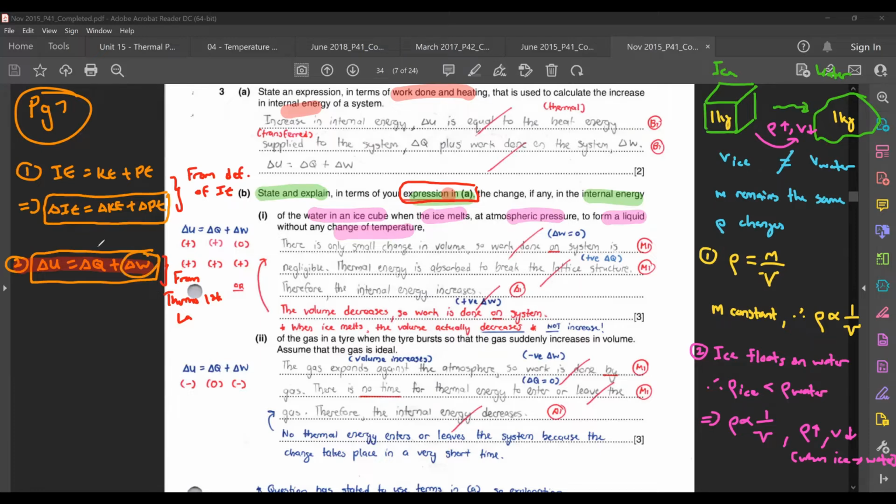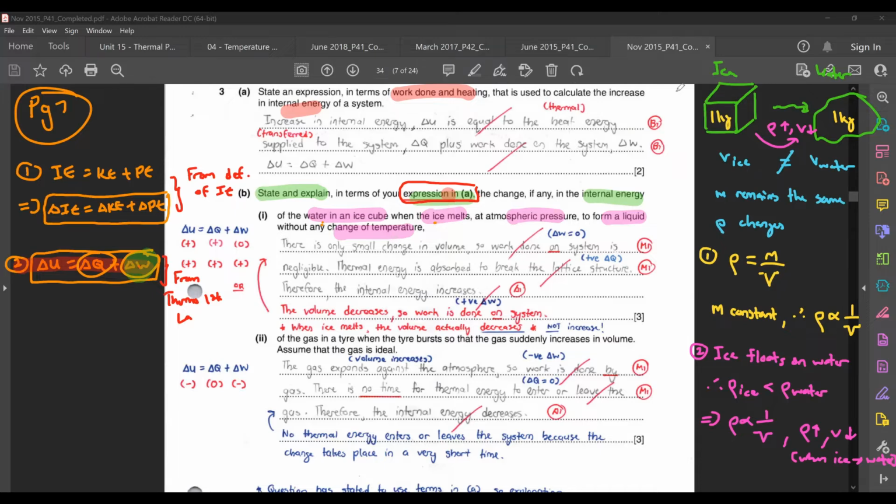Okay. So when you want to explain the change in energy of an ice melting into water, according to the thermodynamic first law, you need to explain based on the heat supply as well as work done. Okay, so now I'm trying to explain to you based on the work done first. So you're talking about the work done.